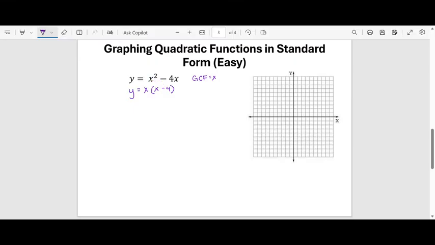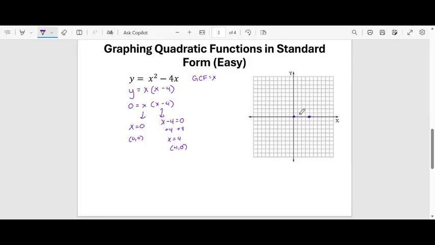Now, I can still do the zero product property here. So I'll make y equal to 0 to find my x-intercepts. Now, my x is going to equal 0, and my x minus 4 is going to equal 0. So my x-intercepts are going to be at 0, 0, and 4, 0. So I'll start with my first one at 0, 0, my second one at 4, 0.